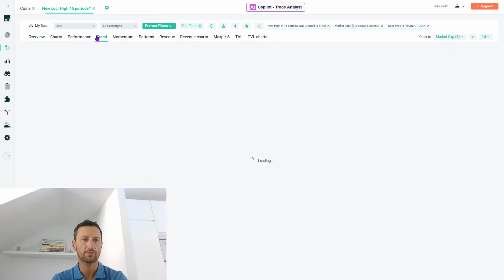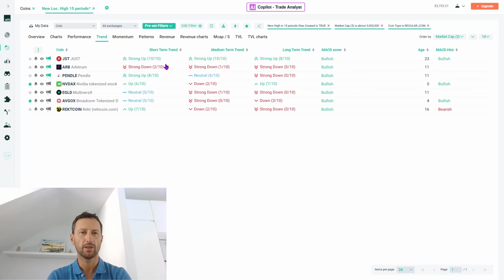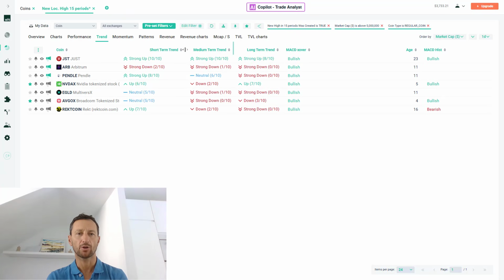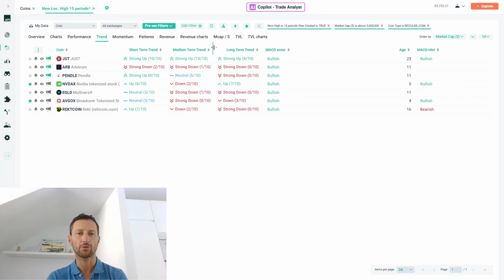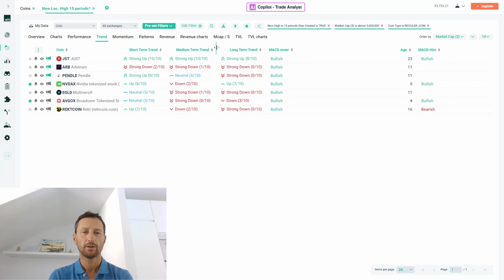What are the trends for PENDLE? The trend ratings on the short-term basis show it's in a strong uptrend, but on the medium-term basis still neutral, and long-term actually still down. So this is kind of a fresh or early stage bullish trend reversal, and I particularly like to use the medium-term trend, which is not too early. The short-term trend can switch and change quickly, but the medium term is more established, but still not too old, if you will.